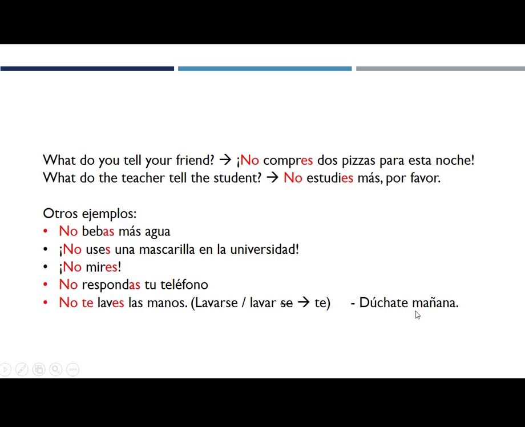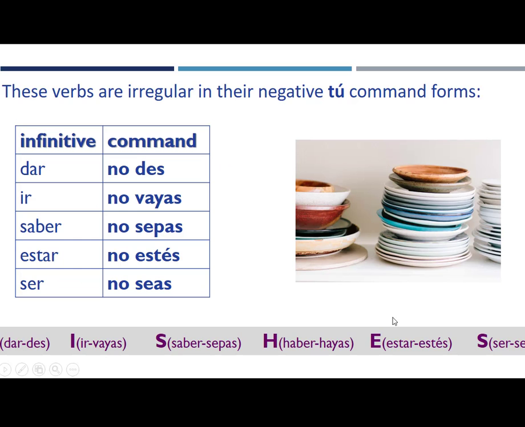And then dúchate was the affirmative. How do we change it? No te duches would be the negative form. This was the affirmative, but it will be now no te duches. Okay? Okay, those are the examples.